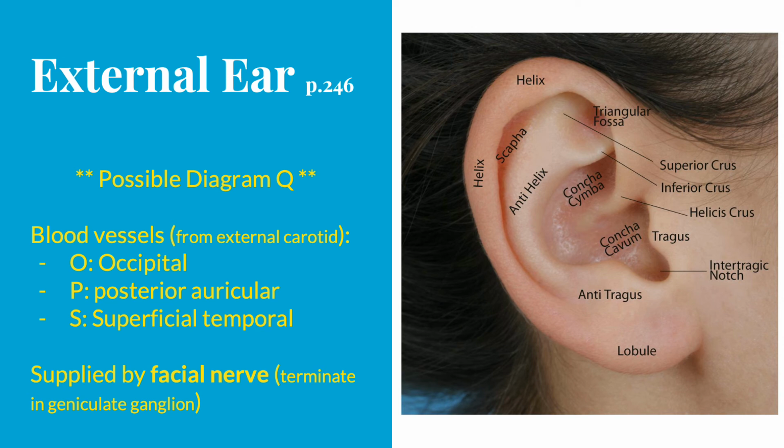So yeah, know the concha, the tragus, the antitragus, the intertragic notch, all that good stuff. And then your external ear, so those muscles are going to be supplied by the facial nerve, and then you want to know the blood vessels. This would be a typical multiple choice style question where you've got your occipital, your posterior auricular, and your superficial temporal. Those are going to be the blood vessels that supply your ear.